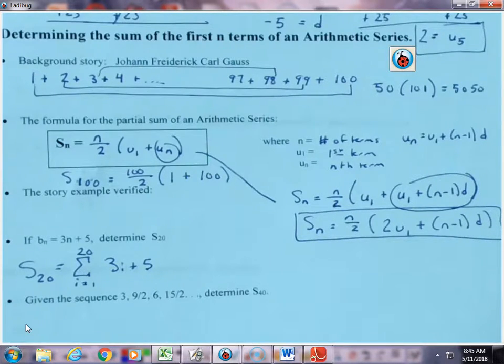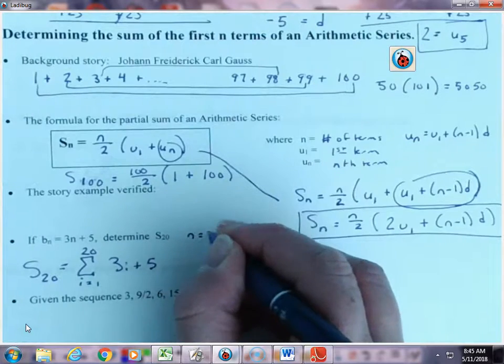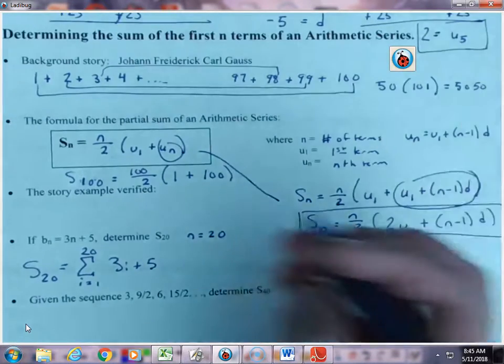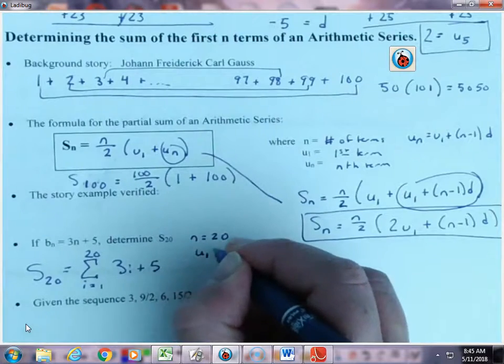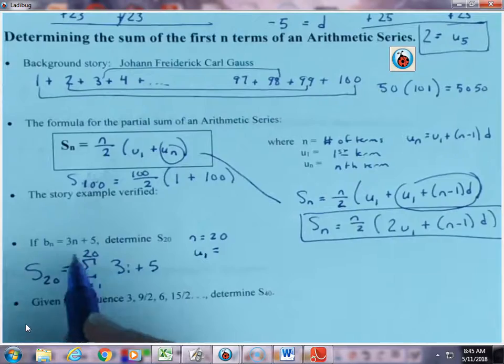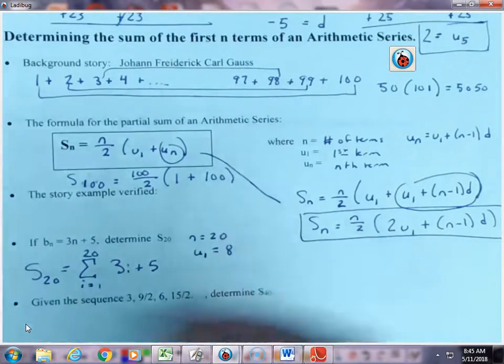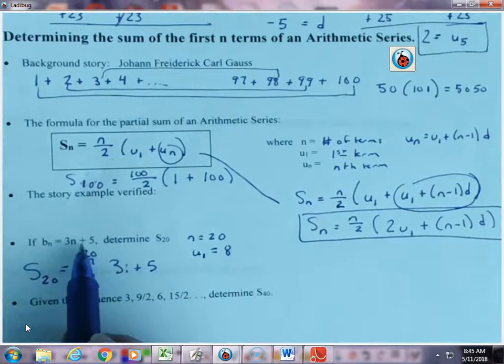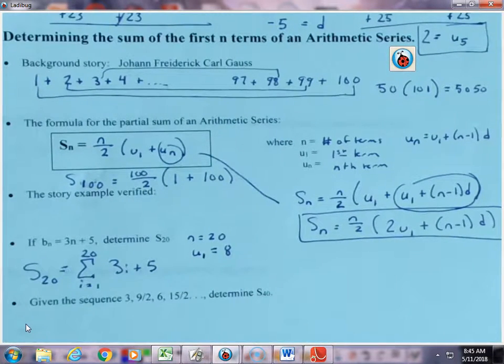What is it? 20, because we want to know 20 terms. Okay. Do we know the first term? Or can we figure it out? Okay. So the first term is what? Yep. Are you all okay with what she did? She just put in 1. 3 times 1 plus 5 gives you the first term.